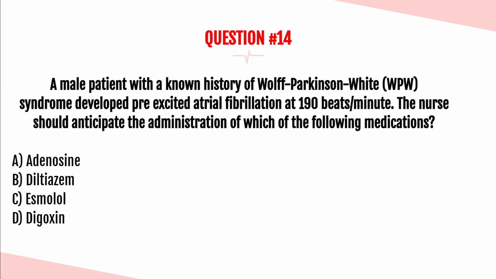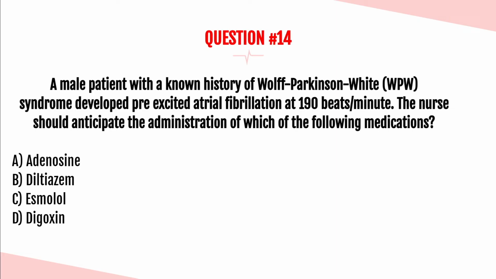Question number 14. A male patient with a known history of Wolff-Parkinson-White or WPW syndrome developed pre-excited atrial fibrillation at 190 beats per minute. The nurse should anticipate the administration of which of the following medications? Is it A, adenosine, B, diltiazem, C, esmolol, or D, digoxin?